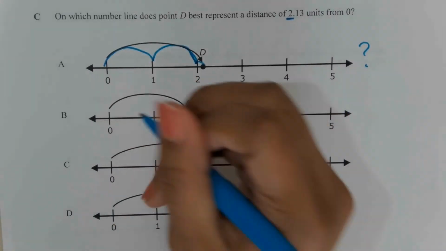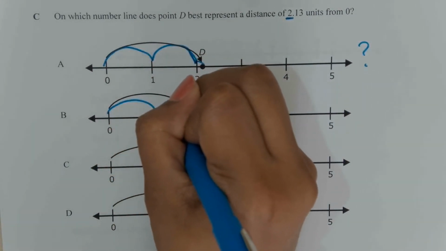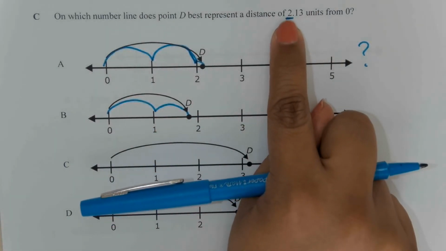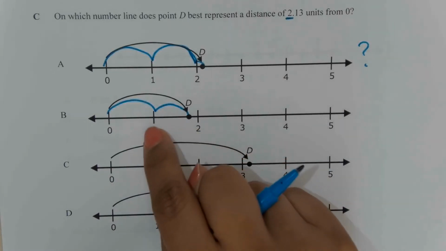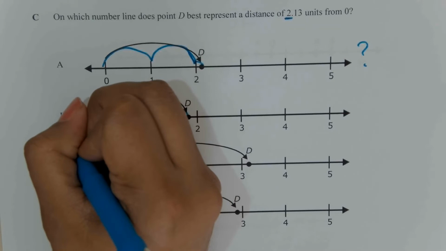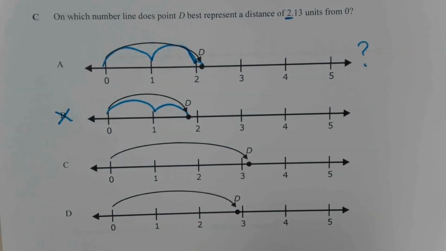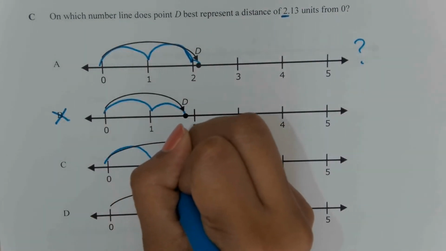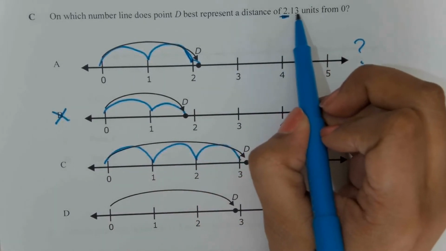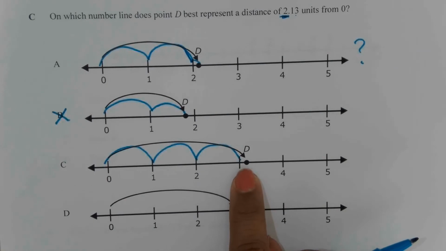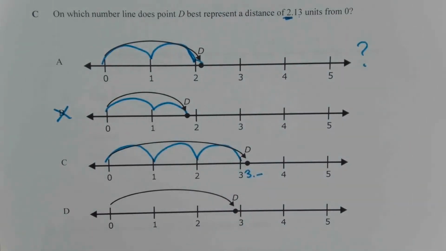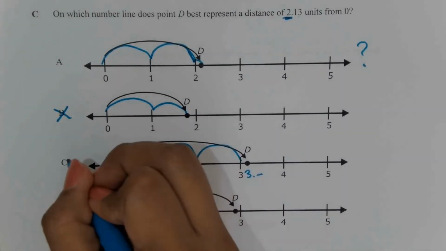Let's try B. This is only going to 1, and it doesn't even get to 2. But here in my decimal, I have 2 wholes. This does not show that. This shows 1 and a number that is really close to my 2 as a whole. So B cannot be my answer. Now here I have 1, 2, and 3. Remember, I have 2 and 13 hundredths, but this goes past 3. So this is also going to show me 3 and a number. So is that correct? Nope.